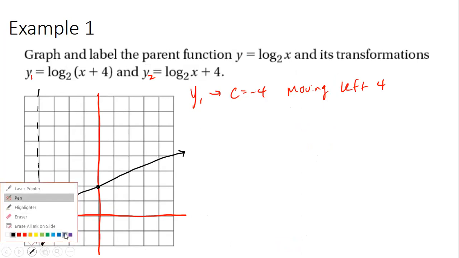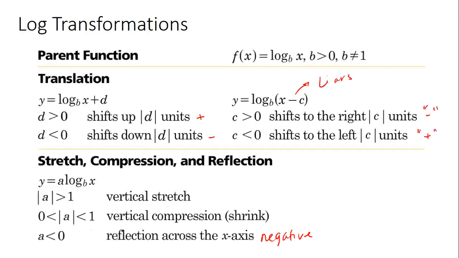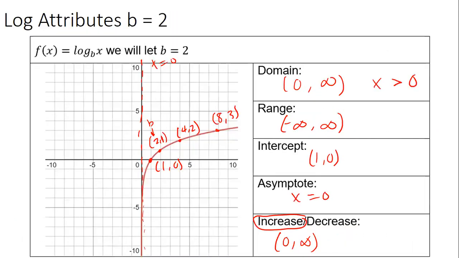Then y2, that's a d value. My d equals 4. And what does d tell me to do? It goes up or down. So we're going to go up 4 units, right? I'm taking all the parent function units and moving them up 4 units. So when I look at my parent function, this point here is going to go 1, 2, 3, 4.